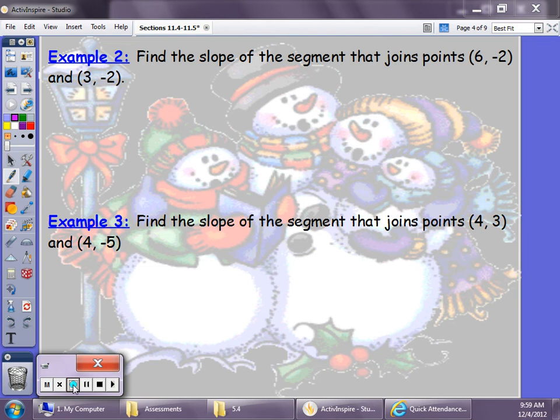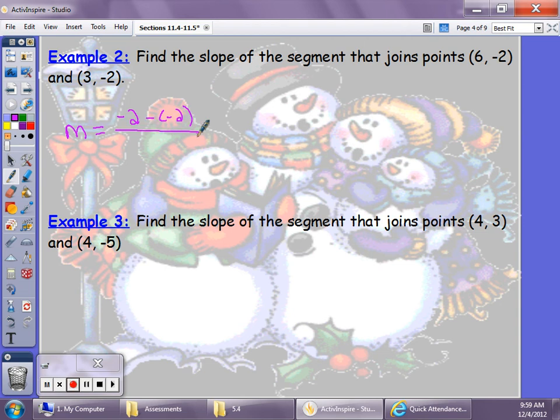In example 2, we are going to find the slope of the segment that joins points (6, -2) and (3, -2). So our slope can be found by taking -2 minus a -2 divided by 3 minus 6. So if we do leave change, -2 plus 2 is 0, and 3 minus 6 is -3. 0 over -3 gives us a slope of 0. Recall from Algebra 1 that a slope of 0 refers to a horizontal line.